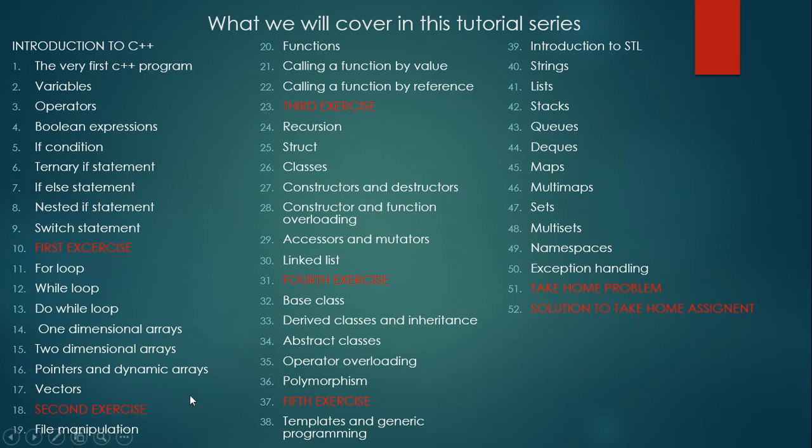Then from loops we do file manipulation and then move into functions, calling functions by value and by reference, the difference between them and that stuff. Then we move to recursion, then structure types. Then we do classes, constructors, destructors. Then we do constructor and function overloading, accessors and mutators. We'll enjoy all of that. Then linked lists. Then after doing the 4th exercise, we'll move into base classes.